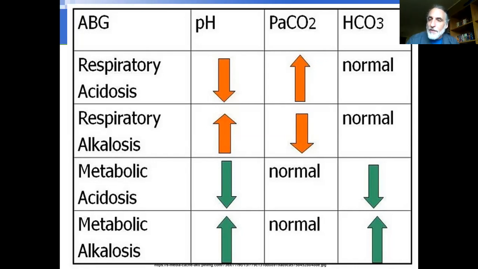ROME, respiratory opposite, metabolic equal. That's a quick way to look at an ABG result and say, what system do I need to be looking at, right? Because if it's a metabolic system, all right, well, what's happening inside? If it's respiratory, respiratory acidosis, respiratory alkalosis, what's my patient breathing like? Why are they not exchanging CO2 for oxygen in a manner that they should be? Does that make sense?